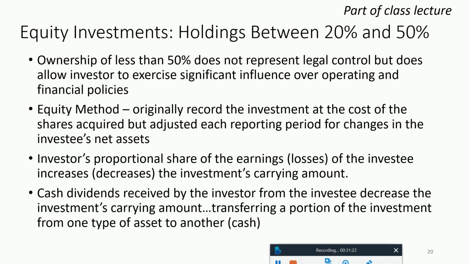Under the equity method, we are going to record the investment at cost of the shares acquired, but we are going to adjust it each reporting period for changes in the investee's net assets. The investor's proportional share of the earnings or losses is going to increase, if it's earnings, or decrease, if it is losses, the investment's carrying amount. And any cash dividends that are received by the investor from the investee are going to decrease the investment's carrying amount.